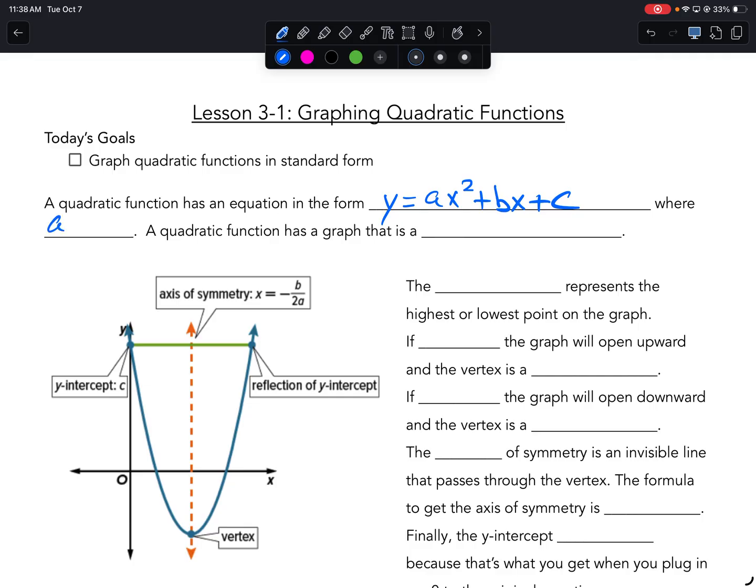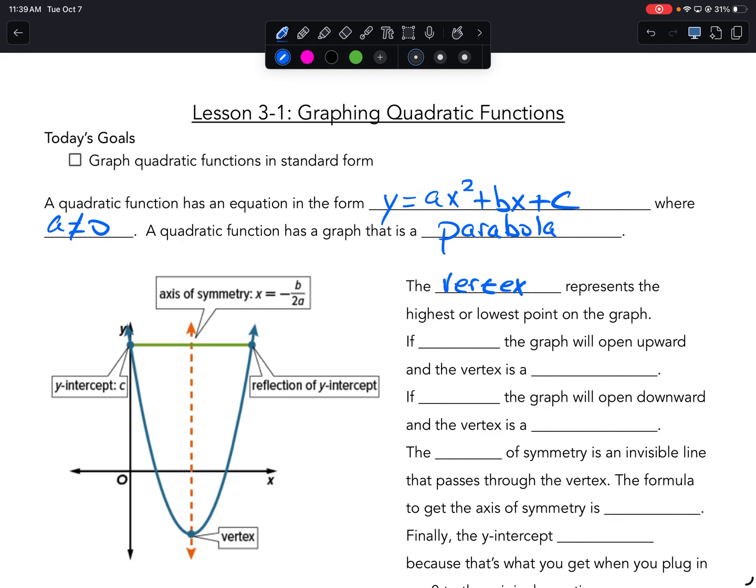Where a cannot equal 0. I'll say this in tomorrow's lesson as well, but if a were to equal 0 here, that would cancel out that whole first term. What would that be? If it's just bx plus c, what would the shape of the graph look like? Just a line, right? Because it's x to the first power, that makes a line. All right? The vertex is your next blank spot. Oh, I'm sorry. It's a parabola.